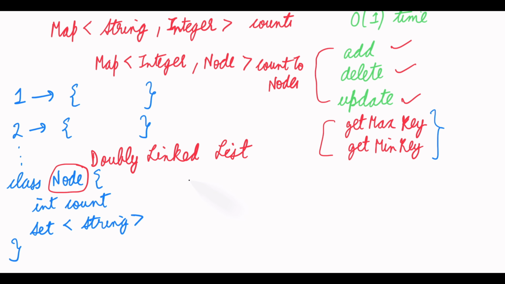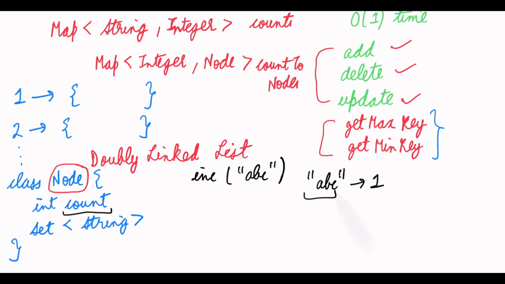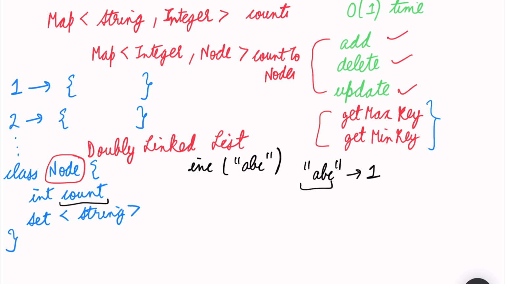So this way, if an increment call comes in for string ABC, and if we are adding it for the first time, then in our counts map we simply add it as ABC 1, and then in our doubly linked list we can create a node with this count 1, and in that node we can add this string ABC. When we are adding a string to our doubly linked list for the first time, we know that the count is going to be 1, and what we can do is add it at the head of our doubly linked list. So this doubly linked list is sorted based on the counts.